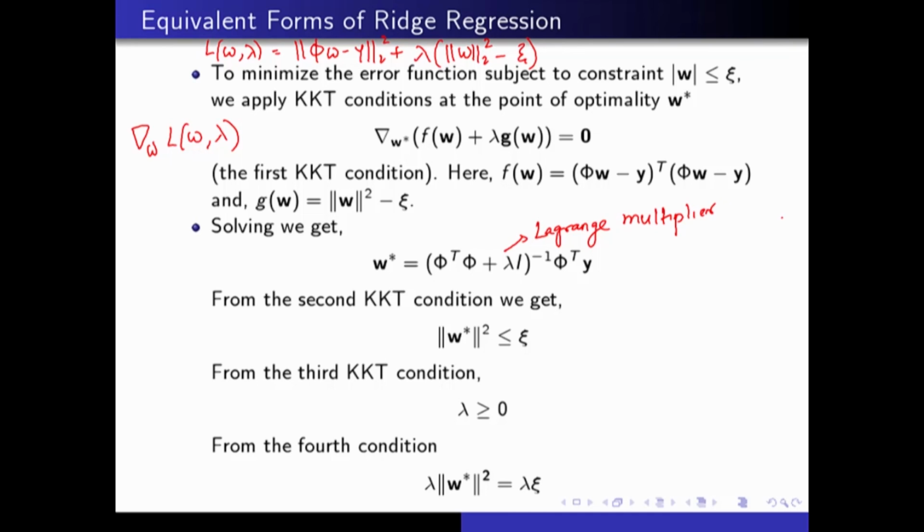From the second KKT condition, we still need the norm of W squared to be upper bounded by xi. The lambda should of course be positive. And we also have complementary slackness conditions: lambda times the norm squared is equal to lambda times xi. That is, either lambda is 0 and the inequality is satisfied, maybe strictly, or you have an equality here and lambda need not be 0.